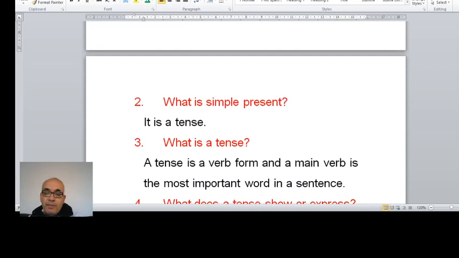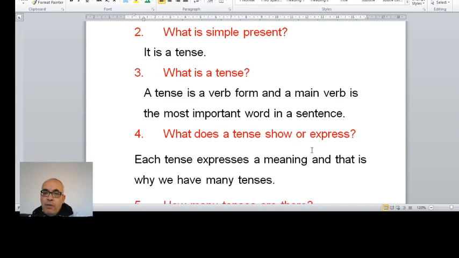Question 3. What is a tense? A tense is a verb form, and a main verb is the most important word in a sentence. I repeat, because this is a very important sentence. A tense is a verb form. So a verb form is a tense, and a tense is a verb form. They are the same. So when we speak about the tense, it means we speak about the verb. I read it again. A tense is a verb form, and a main verb is the most important word in a sentence. So if you have a sentence, what is the most important word in the sentence? It is the verb.